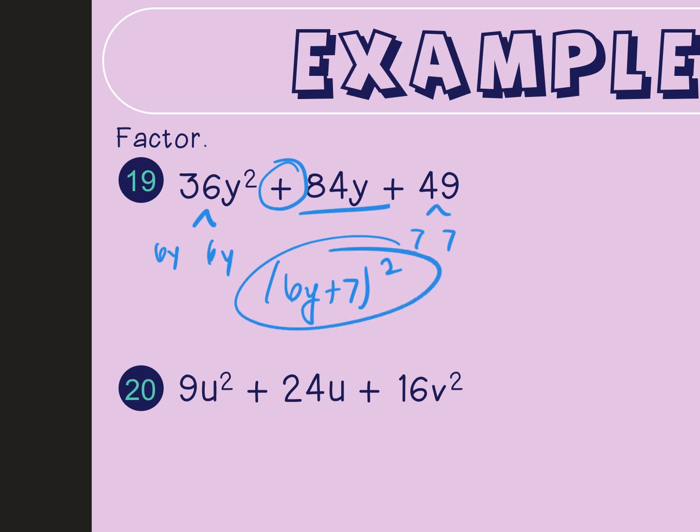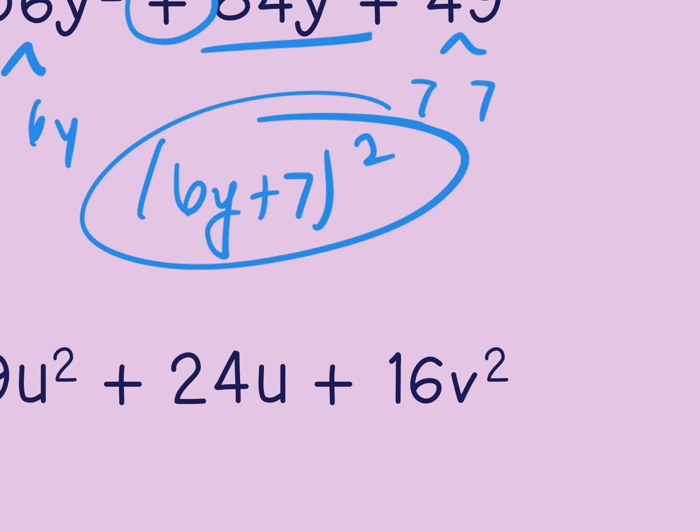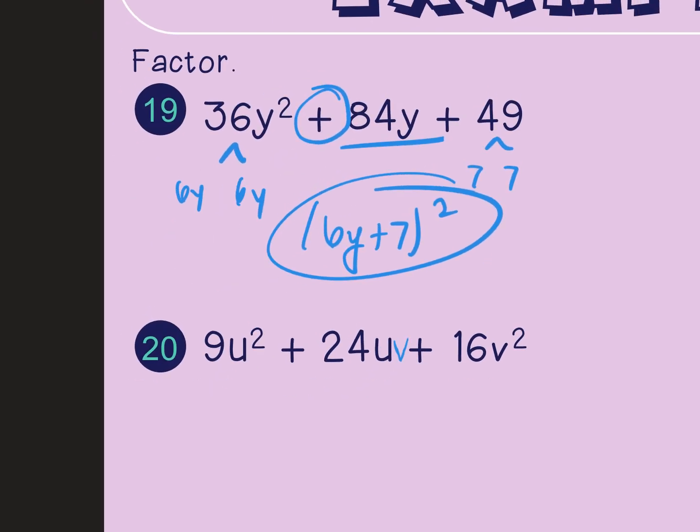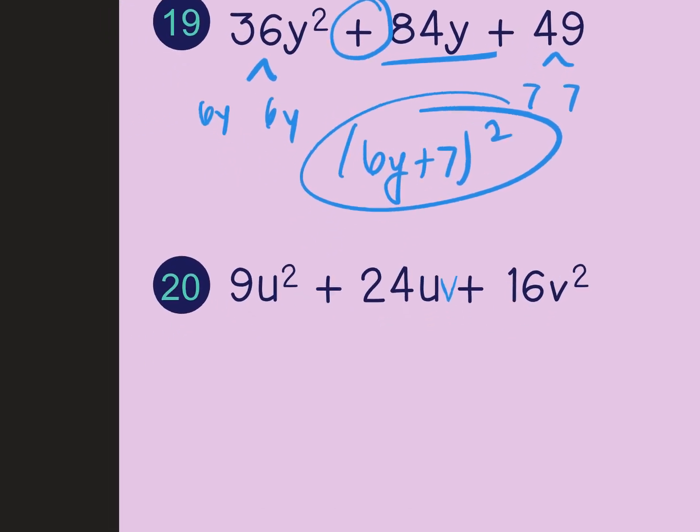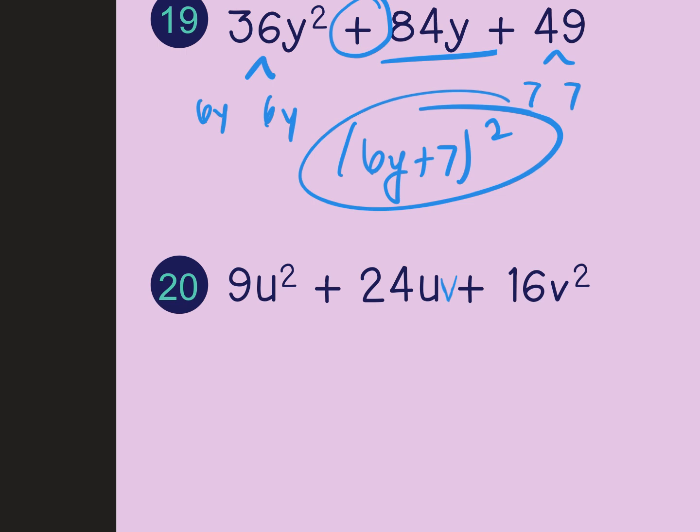Okay, this last example, let's take a look at it. Let's go ahead and put a V right here. Let's make this problem work out just the way that we want it to. Okay, so we come to number 20, and it says to factor. So you say, okay, is this the difference of perfect squares? Well, obviously it's not, because it's 3 terms. There's a plus sign. So let's see if this could possibly be a perfect square trinomial.